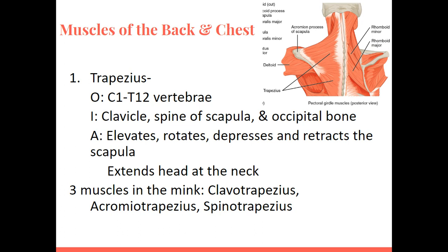I listed on here that there's three muscles in the mink that do the same thing. A lot of animals, like cats and minks, for example, have a few muscles that do the same as one human muscle. So, for example, they have what's called a clavotrapezius, which goes to their clavicle. They have an acromiotrapezius that goes to the acromion of their shoulder blade. And they have a spinotrapezius that has its insertion on the spine of the scapula. And they basically break it down into three different parts that do what our one muscle does.